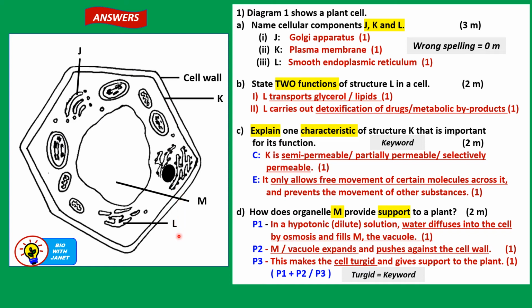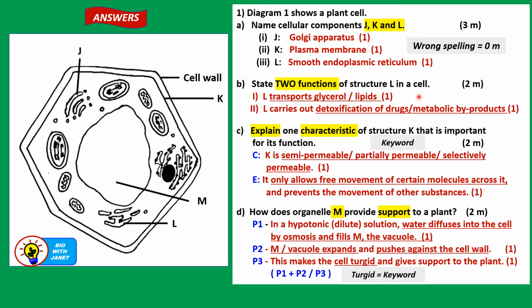Now L. For L, it doesn't have the vesicles at the side here, so it's not Golgi apparatus, and it doesn't have any ribosomes attached to it. So this is the smooth endoplasmic reticulum. Make sure that your spelling is correct. If your spelling is wrong, you won't get that 1 mark. The total marks are 3 marks, 1 mark for each label.